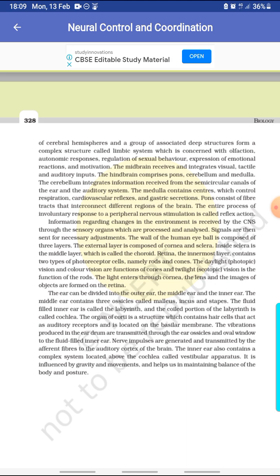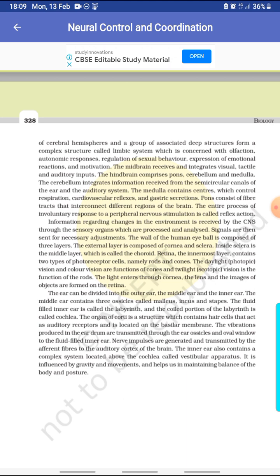The wall of the human eyeball is composed of three layers. The external layer is composed of the cornea and sclera. Inside the sclera is the middle layer, which is called the choroid. The retina, the innermost layer, contains two types of photoreceptors, namely rods and cones. Daylight or photopic vision and color vision are the functions of cones, and twilight or scotopic vision is the function of the rods. The light enters through the cornea and the lens, and the images of the objects are formed on the retina.